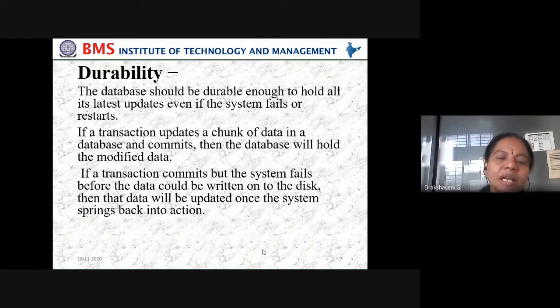If a transaction commits but the system fails before the data could be written onto the disk, then the data will be updated once the system springs back into action. So that is what is called durability.